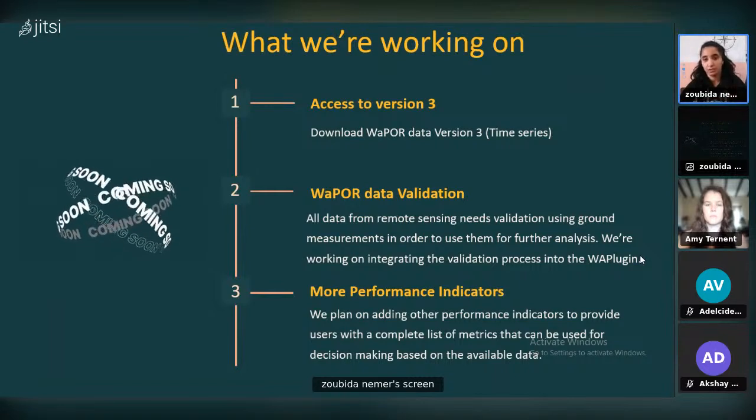But what we are working on now is to integrate this validation. So you can see this as you download the data, you validate with your own ground data, and then you use them to calculate accurate indicators and take decisions afterward. And regarding the indicators, we are going to add a list of other indicators, and maybe if you have your own indicators, you can use them in the plugin, introduce them, and use your own formulas to calculate the indicators that you wish to calculate.